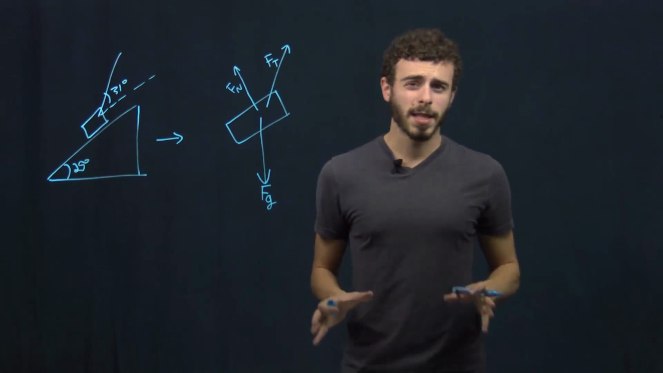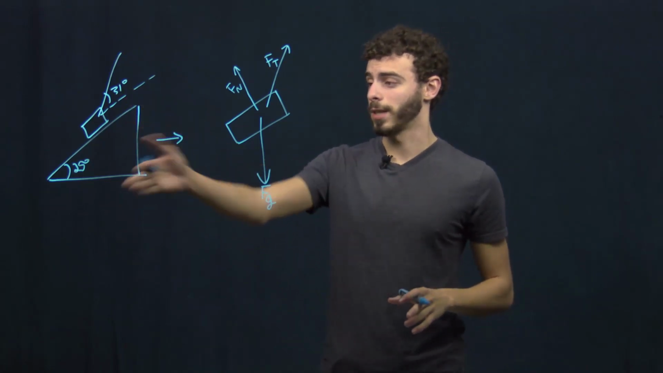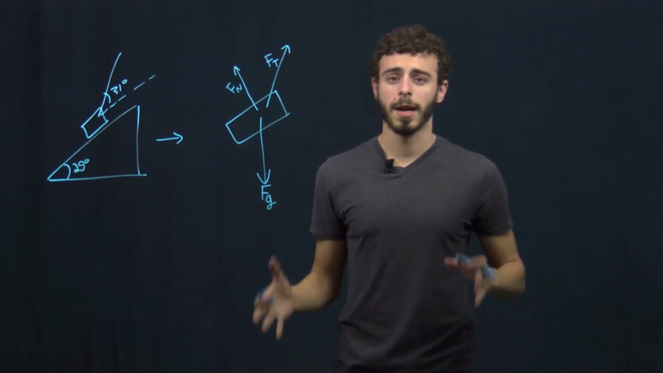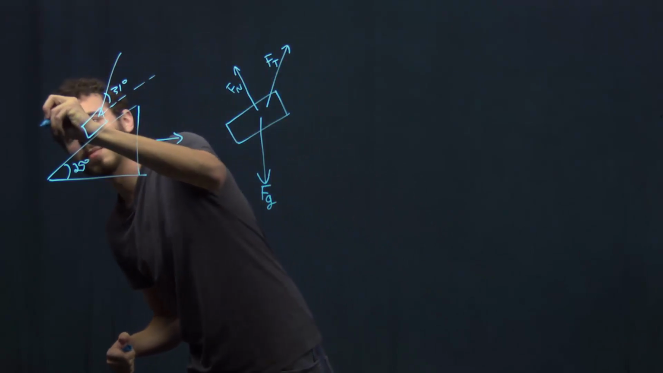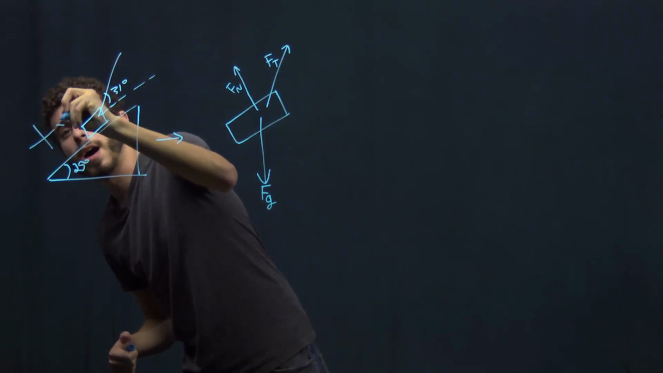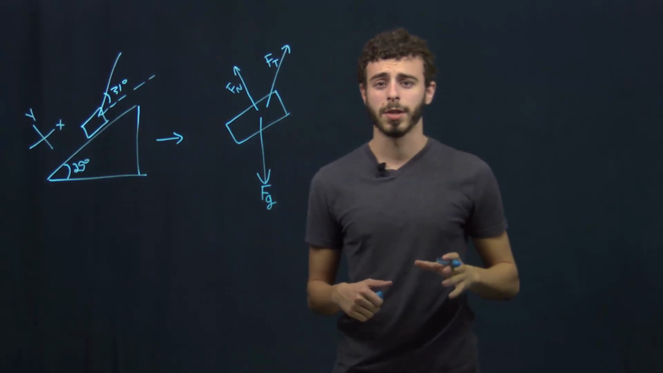Once we have that set up, we now need to decide on a coordinate system. We see there are actually two separate angles here, so we're going to have to worry about some components. So we want to first pin down our coordinate system. I'm going to choose, over here on the diagram, x to be along the surface and y to be perpendicular to the surface.